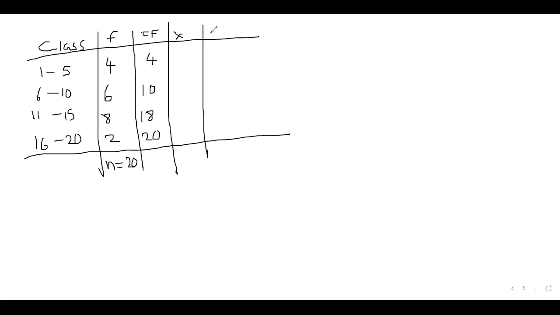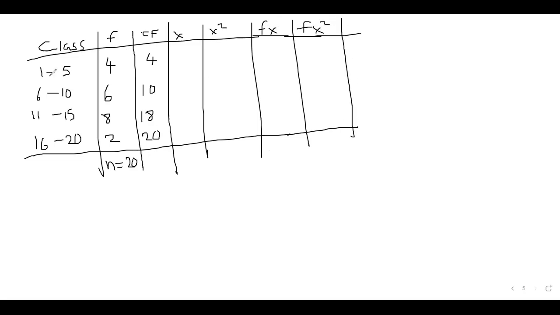Then we get our midpoint. The midpoint is simply found by the lower bound and the upper bound, the average then. So we add 1 to 5, we get 6 divided by 2, which is 3. 6 plus 10, 16 divided by 2, we get 8. 11 plus 15, 26 divided by 2, we get 13. Now you notice that there's a difference of 5 there. Just keep adding a 5 if you want. 8 plus 5, 13, 13 plus 5, 18. It's going to tally with what you're doing. So if you're going to add 16 plus 20, we're going to have 36. 36 divided by 2 is 18. So this is what we call the class mark. Are we together?